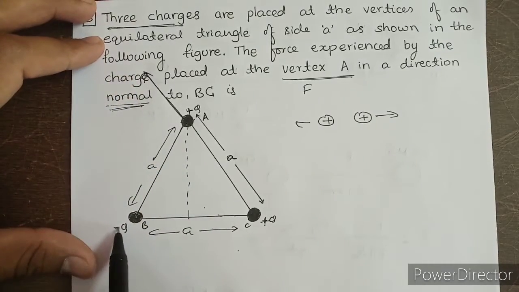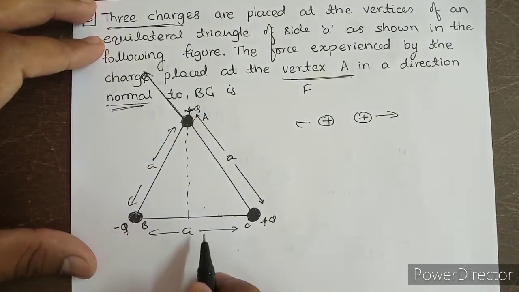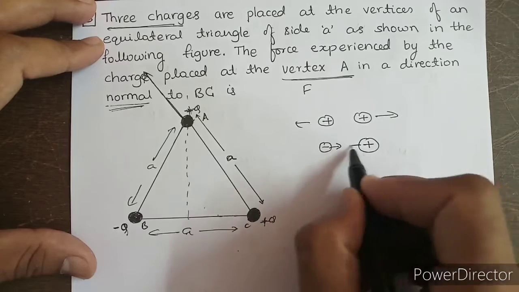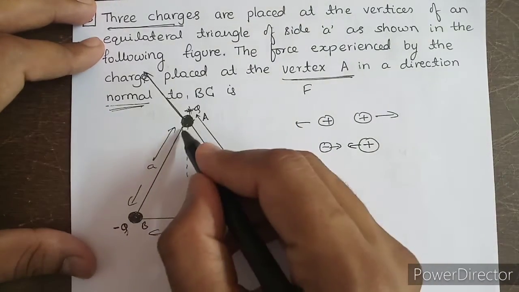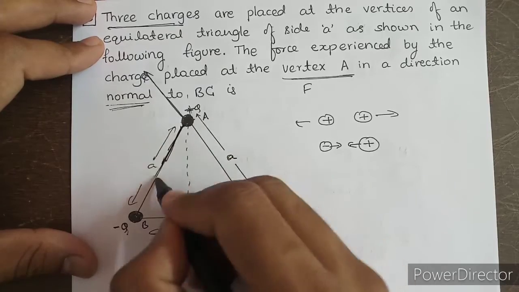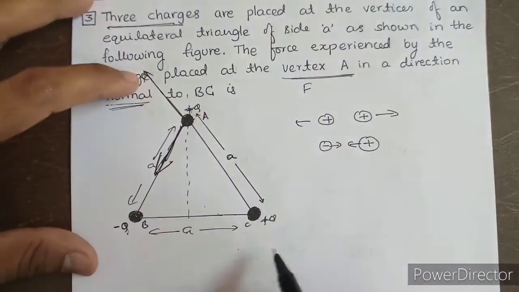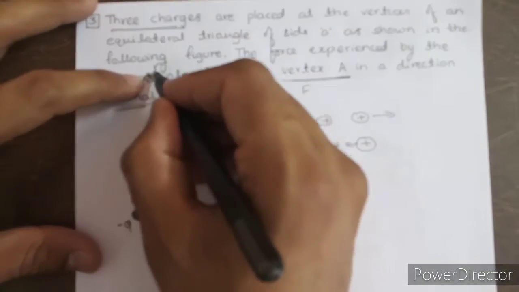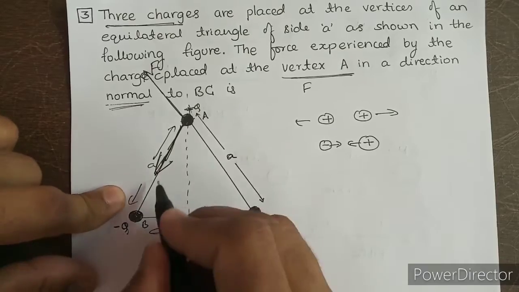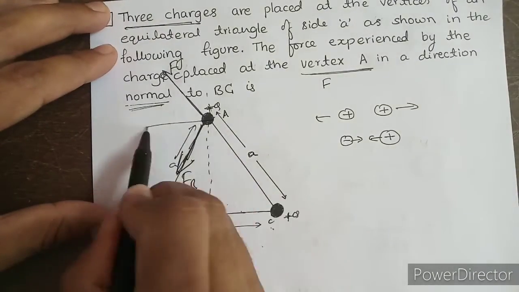And here we have negative charge minus q. This one is positive charge. The nature of force between two unlike charges is attractive. So that's why this charge attracts this charge. So force on this one will be in this particular direction. So force due to charge at C, Fc, is in this particular direction. Force due to charge at B will be in this direction, and the resultant force will be in this particular direction.